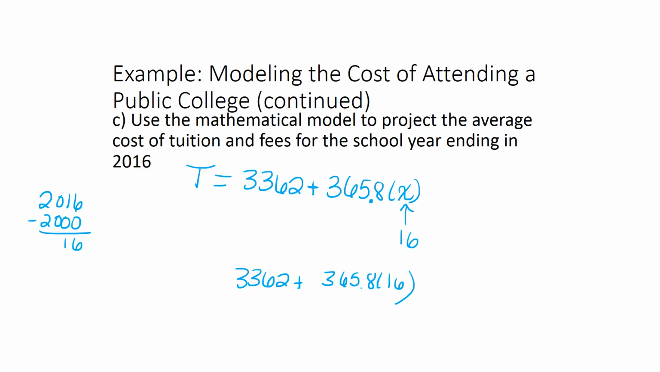Again, do the multiplication before the addition. 365.8 times 16. Do that multiplication, you should get 5852.8 and add that to the 3362. So that should be $9,214.80 for the average tuition in 2016. Yikes. Okay, that is the end of section 1.2.